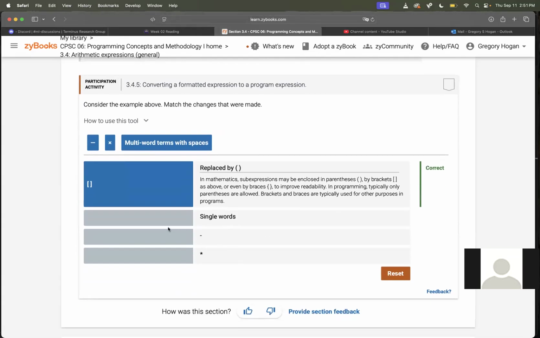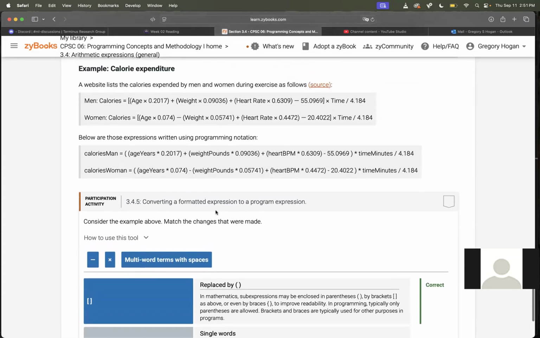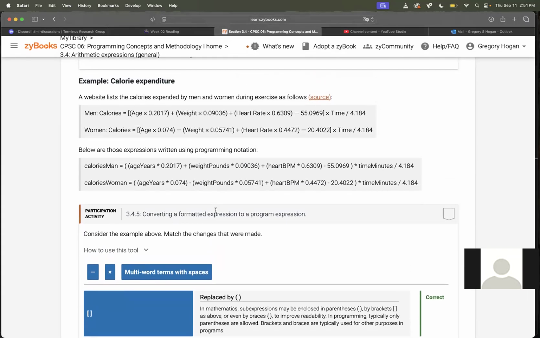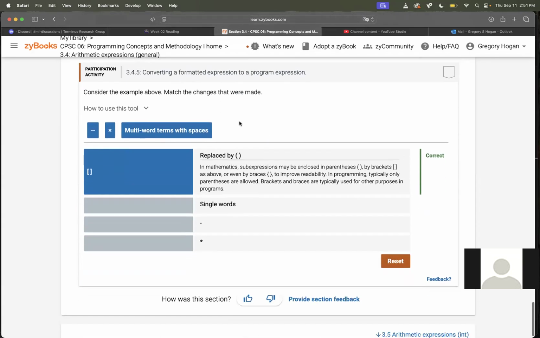Now something became single words. Looking here, if you're careful, notice that something like heart rate, you can't use heart rate as a variable name, right? Because it has a space in it. So you have to replace heart rate with something else, like heart BPM. You have to get rid of those spaces. So multi-word terms with spaces need to be replaced with single words. So they did that.